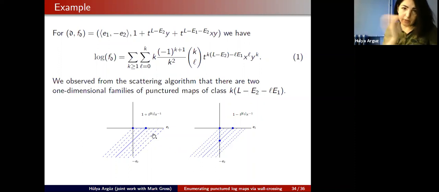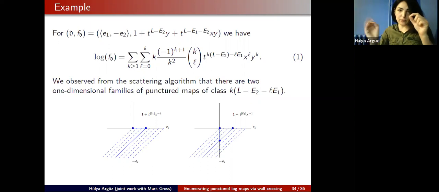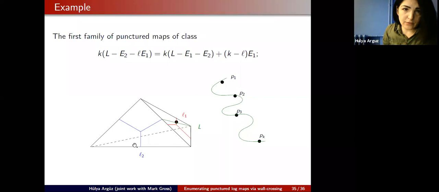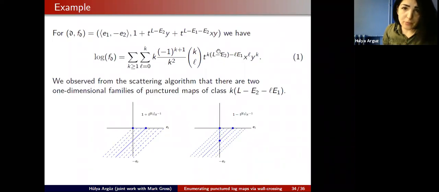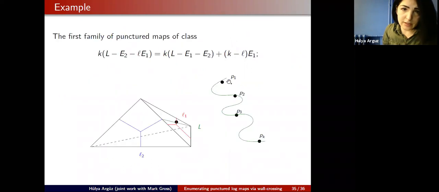So I have a one-dimensional family of tropical curves, in this picture on the bottom left. I have two vertices and one leg going down, and I move this leg all the way around, and this traces out a one-dimensional region. So the tropicalizations of the log maps that I consider will be like this, and these are log maps. The image curve needs to be of class k times L minus E2 minus L E1.